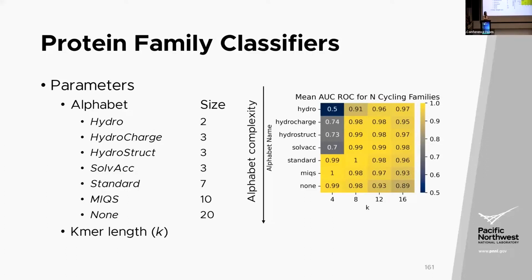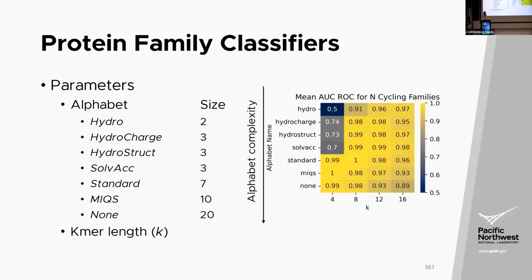And this makes sense if you think about it. Consider starting at a very low complexity alphabet. So here at the simplest, we have hydrophilic and hydrophobic amino acids. When we recode into that 2-character alphabet, we have a very simple alphabet encoding.